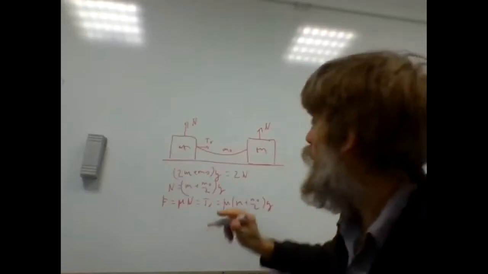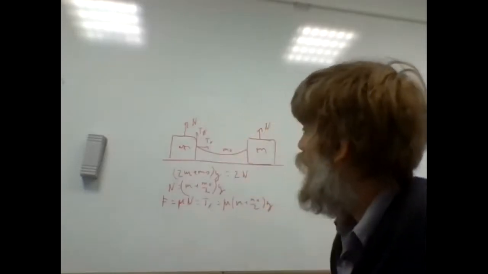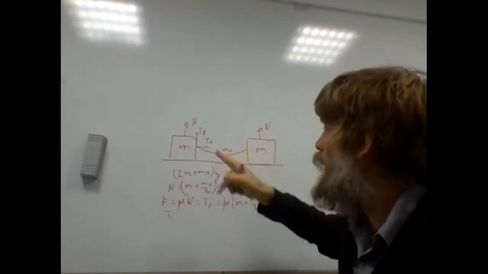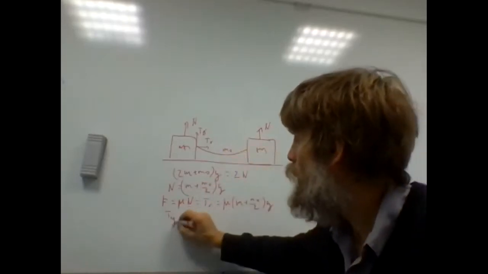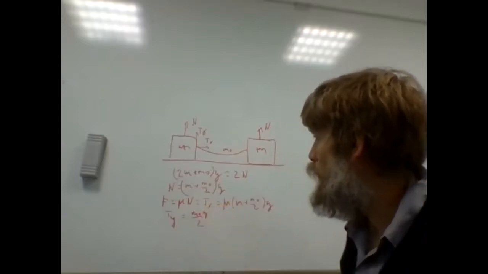Yes. Now, what about Ty? Ty is one half of M naught g. Obviously, because 2 times Ty balances the weight of the rope. Ty is M naught g divided by 2.